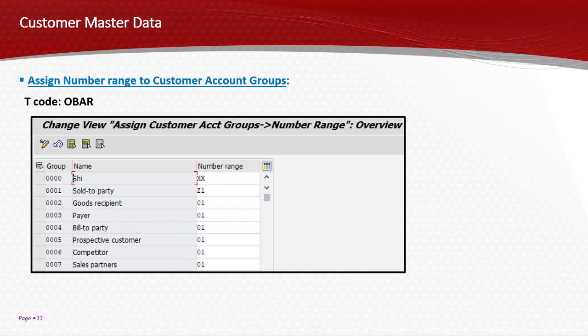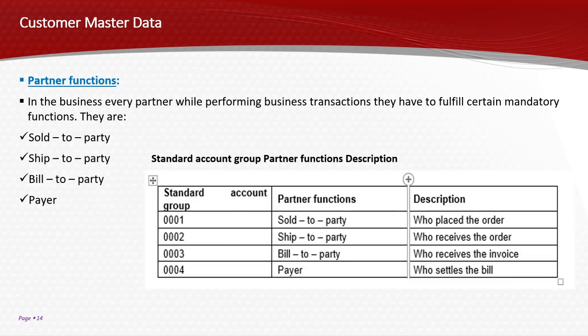Okay. So for a particular account group, you can create the number range. You can assign the number range by using the account group, and within this number range only, customers will be created. Then comes the partner function. After assigning the number range, you have to create the partner function. For that you need to use the T-code VOPA.